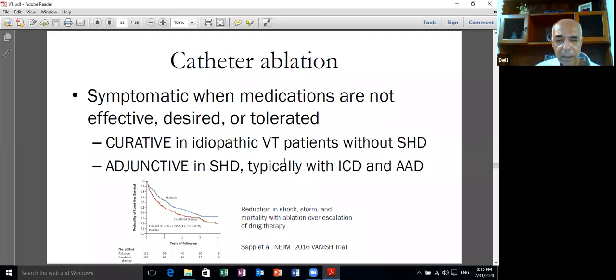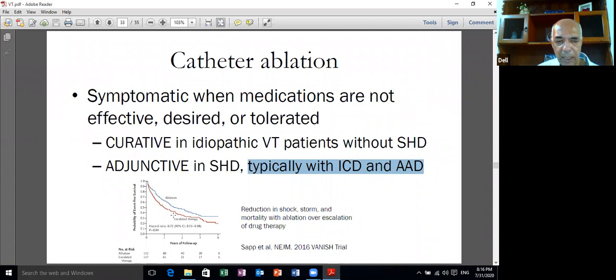And this is a Canadian study called the VANISH study, published 4 years ago. It was comparing, if the patient doesn't tolerate or is not responsive to a single antiarrhythmic drug, do you escalate the antiarrhythmic drug therapy or do you move to ablation? You will find that the triple outcome of shocks, storm, and mortality was less with ablation than with escalation of antiarrhythmic drugs. So if you fail with one drug, you are very prone to fail with other drugs.